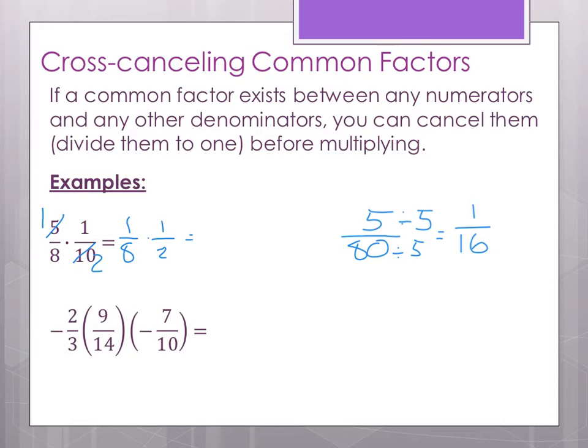Now, I multiply across the top. 1 times 1 will give me 1. And then multiply across the bottom. 8 times 2 will give me 16. And I got the same answer as before, but I didn't have to remember to look for those common factors at the end.